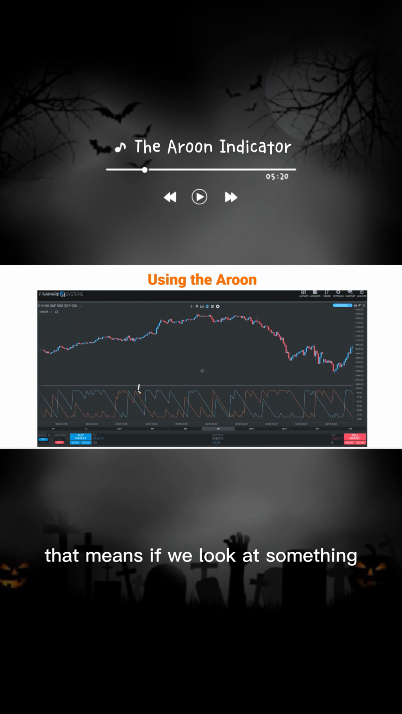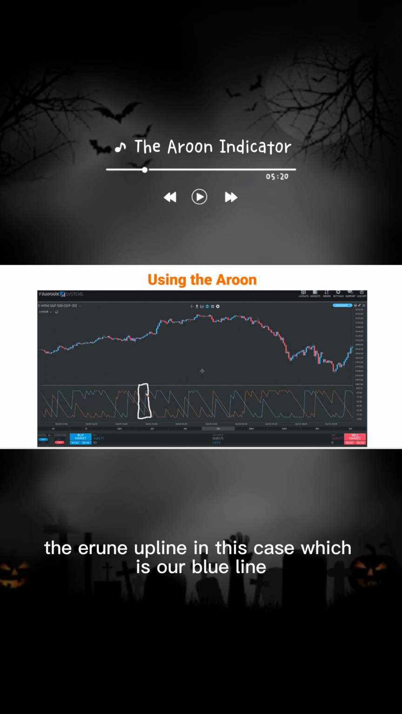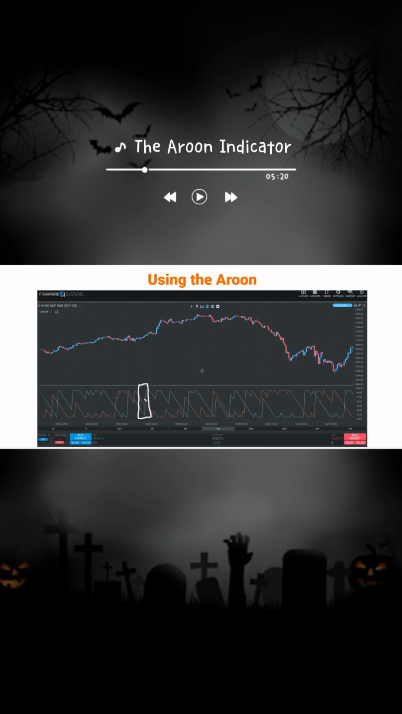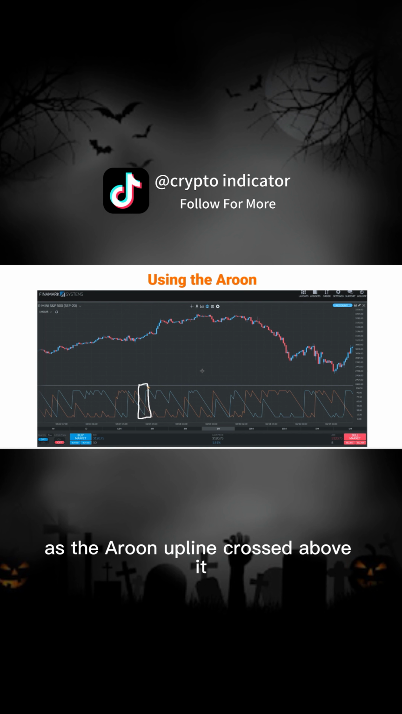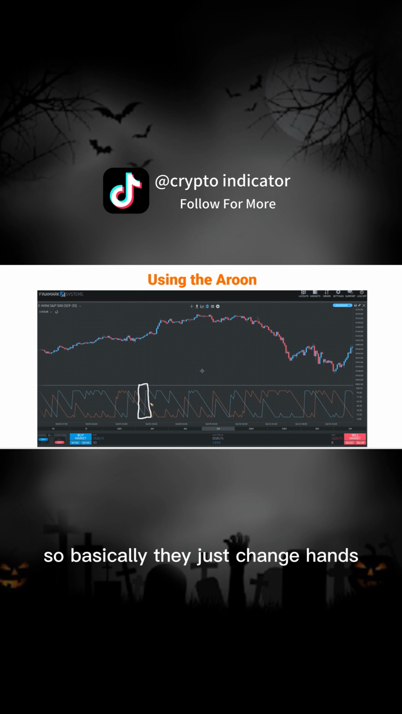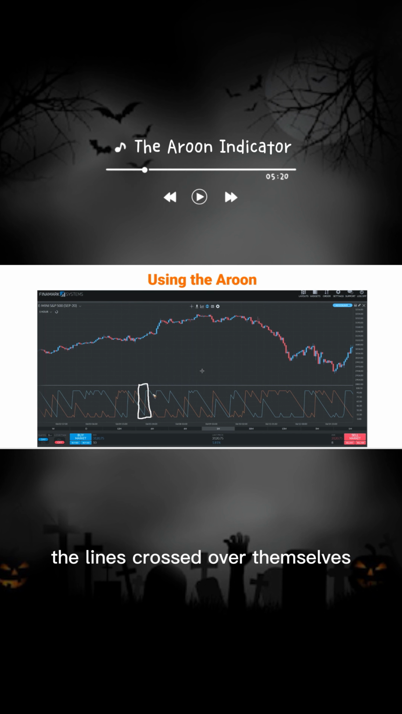That means if we look at something like right here on the chart, where the Aroon upline, which is our blue line on this image, crossed above our orange line. You see how the orange line, which is our down line, was above the blue, then came down, crossed below as the Aroon upline crossed above it, working its way higher. So basically, they just changed hands. The lines crossed over themselves.